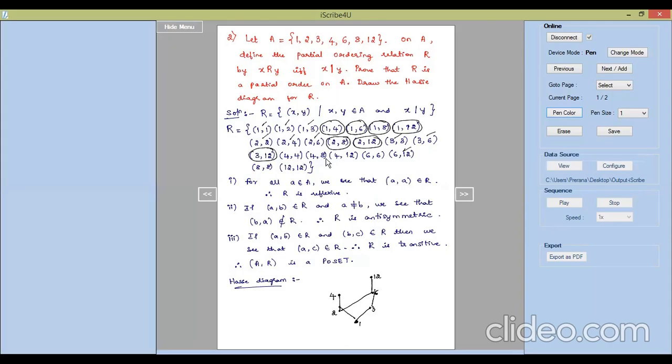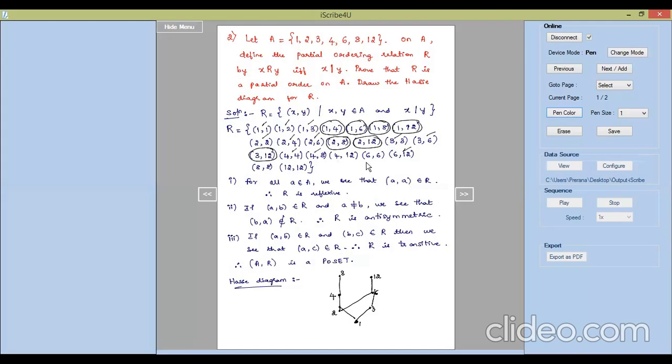Then we have 4 comma 8. Yes, I have to draw this 4 comma 8. So from 4 to 8 I will draw an edge. So 4 4 is done, 4 8 is done.